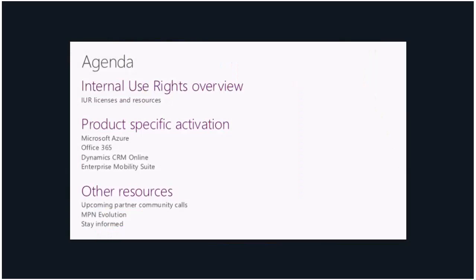To go over the agenda really quickly, we'll do a quick internal use rights overview about the licenses and the generic resources that you have. We'll then go through product-specific activation steps. So I will go through Azure and Office 365, the knowledge base articles for each one of them and how to activate it in detail. For Dynamics CRM Online and Enterprise Mobility Suite, I will show you the resources, but we might not have time to go through the entire article and all the steps. We'll then go through some other resources and announcements, and then I'll open it up to Q&A. So that's how the call is going to be structured today.